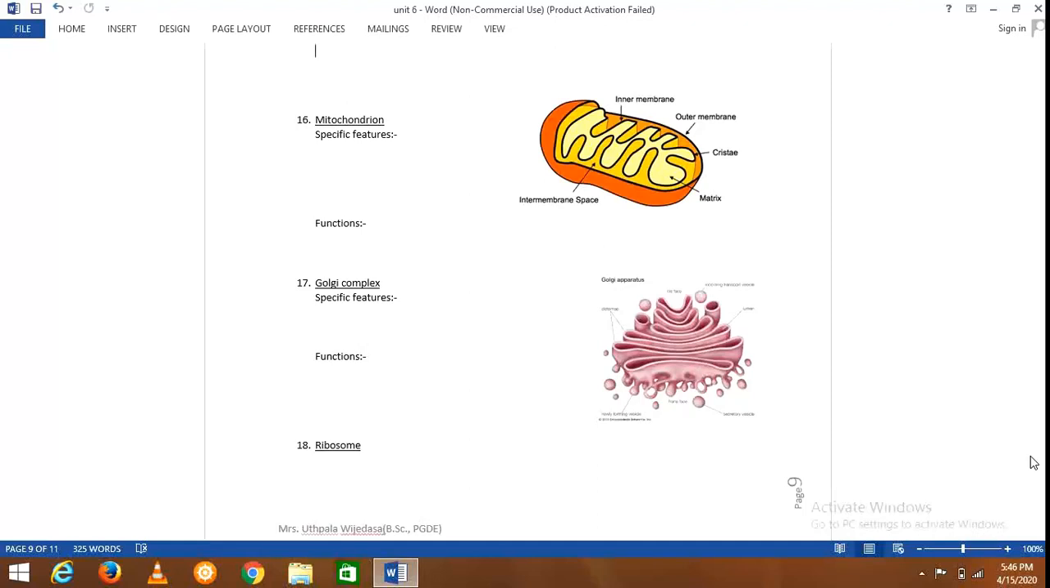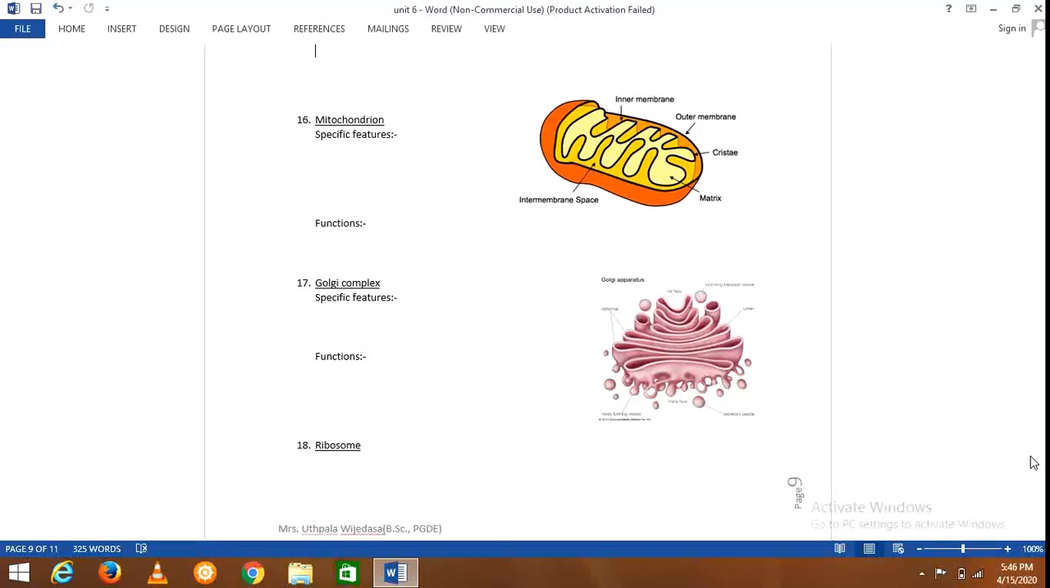Actually, the metabolic activities are all the chemical reactions involved in maintaining the living state of a cell or a living organism. These metabolic activities are of two types, known as catabolism and anabolism. Catabolism is breaking down of molecules to get energy, and anabolism is the synthesis of molecules.